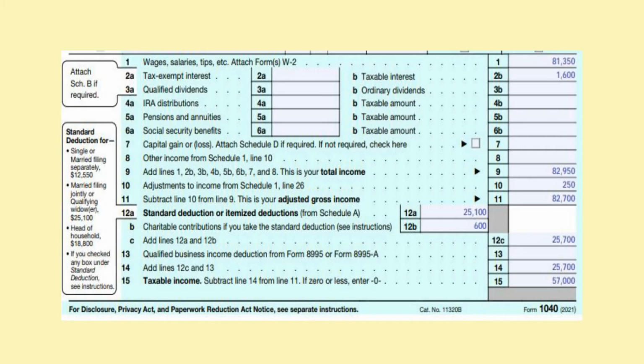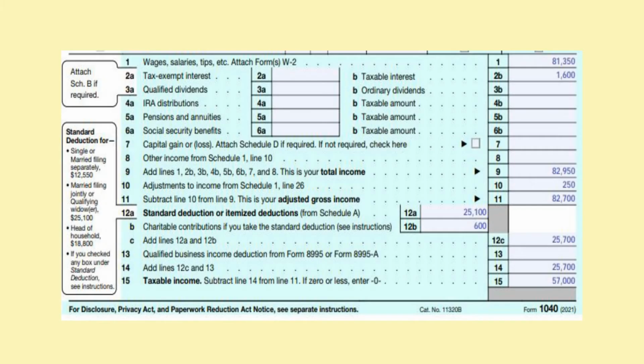On 12b, put your charitable contributions. You can only take a charitable contribution on line 12b if you take the standard deduction. The maximum amount that you can take is $600 for married filing jointly. It is $300 for the other filing statuses, and it cannot include non-cash contributions. In this example, you gave $600 or more to a charity. Put that on line 12b, and add it to line 12a to arrive at $25,700 for line 12c. Carry that down to line 14.